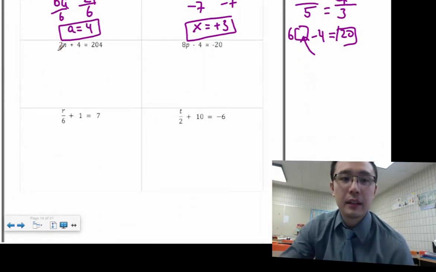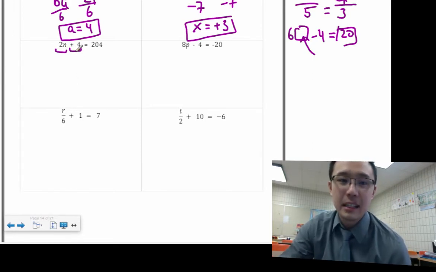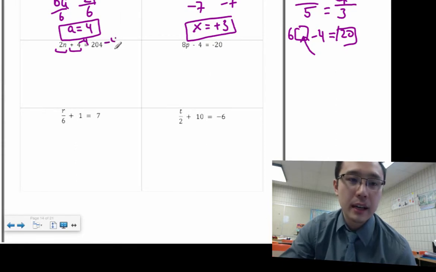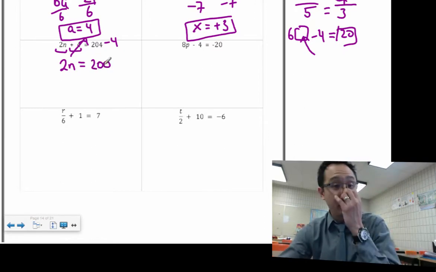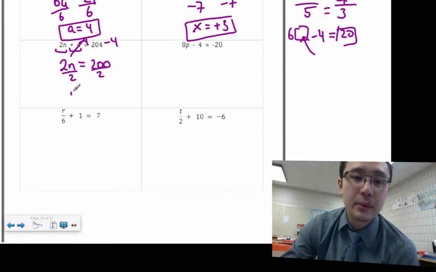I have a variable and then an adding is equal to something. I want to get rid of all the adding and subtraction first, so to do that, I'm going to do the opposite. So I subtract 4, so that cancels out, leaving me with 2n is equal to 200. So after that, I have 2n's, so 2 times something is equal to 200, so I can divide by 2, n is equal to 100, so I can cancel this.